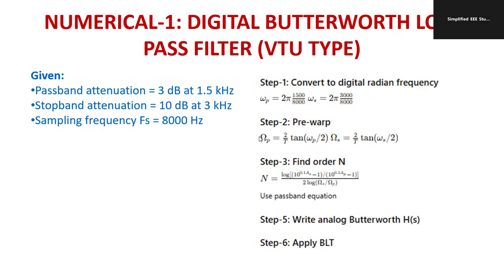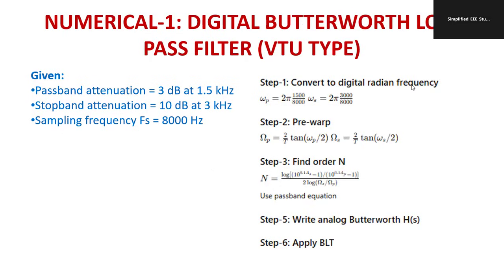So there are some numerical type questions. Given that the passband attenuation is 3 decibel at 1.5 kilohertz. Stopband attenuation is equal to 10 decibel at 3 kilohertz. Sampling frequency is equal to 8 kilohertz or 800 hertz. So what you are supposed to do is apply the BLT. Here, for the digital Butterworth low pass filter, you are going to apply the BLT.